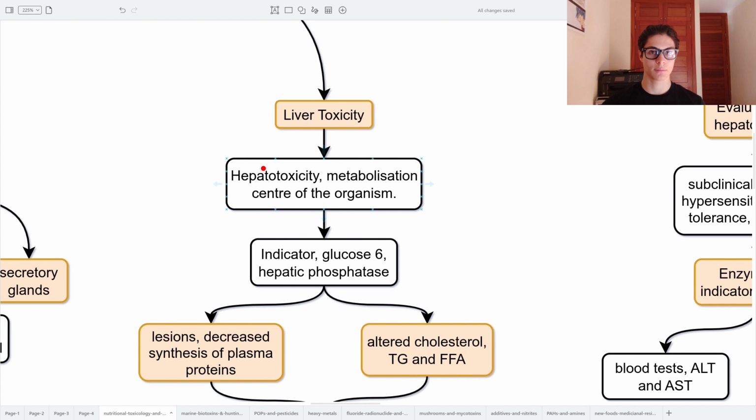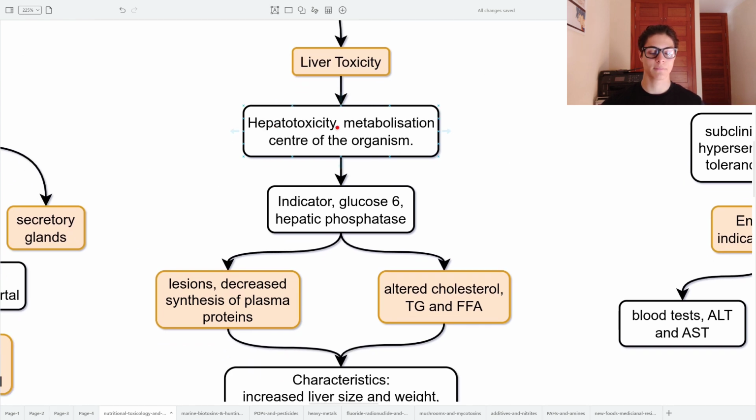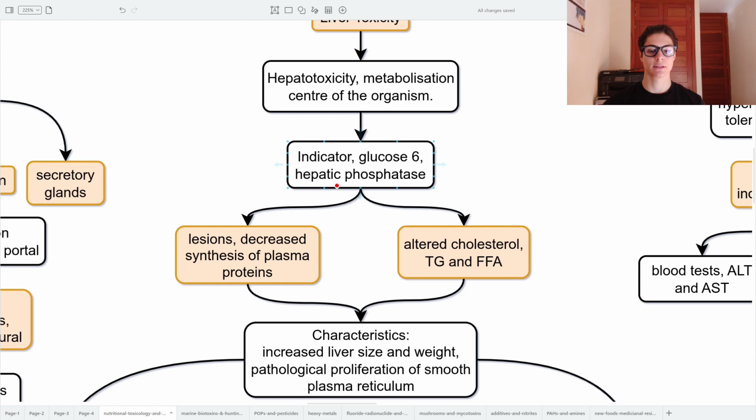Then taking a look at the liver toxicity in more detail, we can say that hepatotoxicity is very bad because the liver is the metabolization center of the organism. And an indicator of this is that it contains the hepatic glucose 6 phosphatase, which is able to release glucose to the bloodstream and deliver it to the whole body.